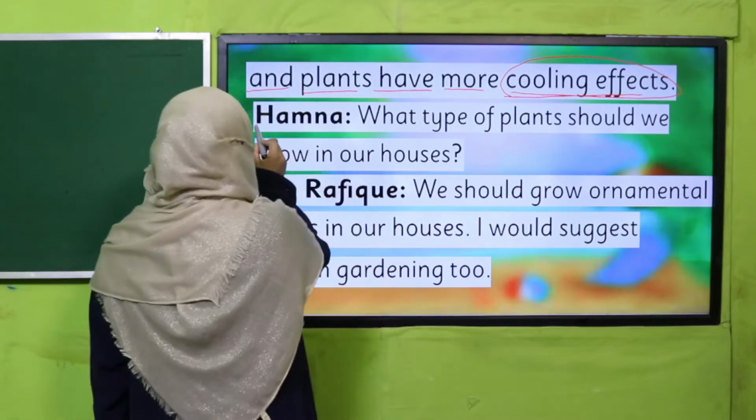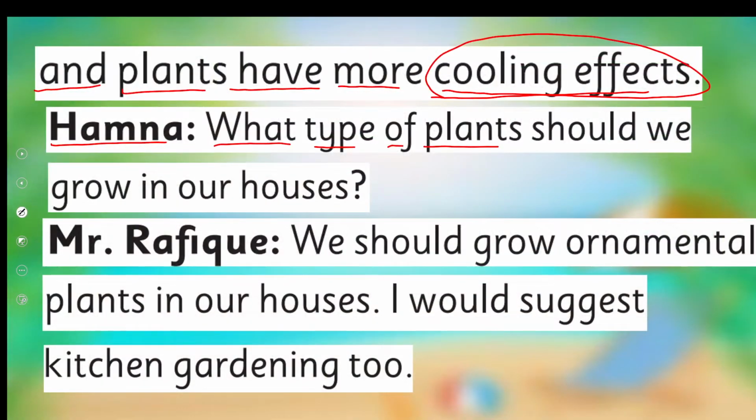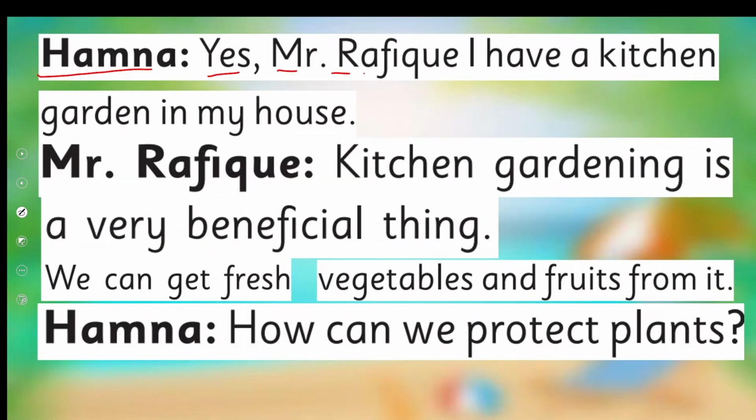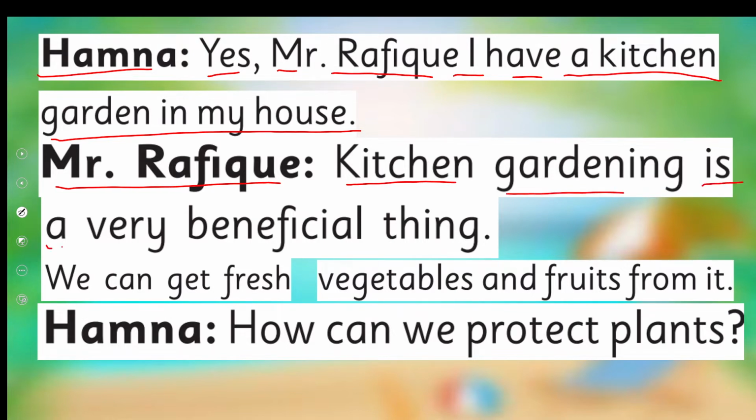All right. Hamna, what type of plants should we grow in our house? Mr. Rafiq, we should grow ornamental plants, means plants for decoration, in our houses. I would suggest kitchen gardening too. Yes, Mr. Rafiq, I have a kitchen garden in my house. Kitchen gardening is a very beneficial thing. We can get fresh vegetables and fruits from it.